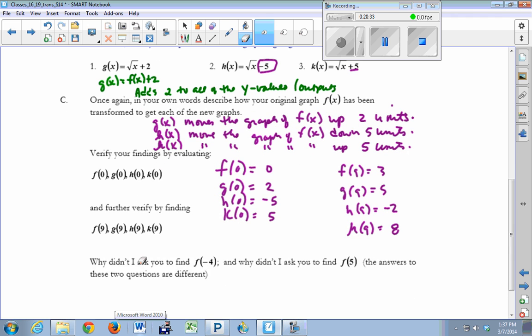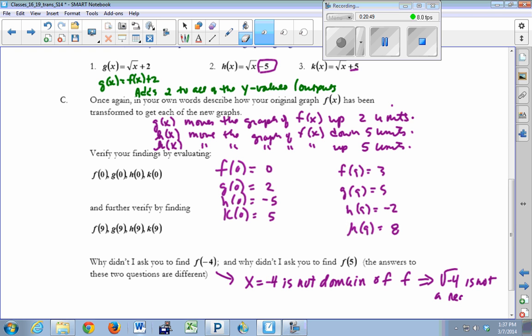Why didn't I ask you to find f of -4? Because x equals -4 is not in the domain of f, and the square root of -4 is not a real number. Why didn't I ask you to find f of 5? Well, I could have, but f of 5 is the square root of 5, an irrational number. So some of you might have said, oh, it's a messy number, or we can't approximate it with a decimal, or ugly, unfriendly. You all have a different way of saying that.